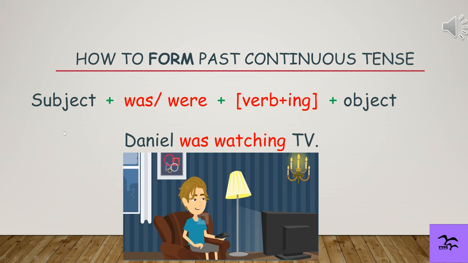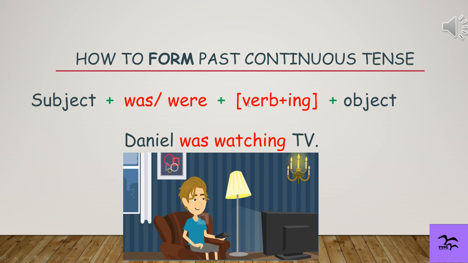When it is a singular pronoun, such as he, she, it, or even I, we use was, like he was, she was, I was. Then we will use were for plural pronoun, like we, you, or they. Like we were, you were, and they were. The second part is the ing form of a verb.